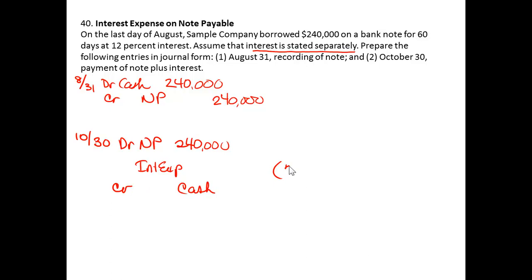So to get the interest expense, it's the principal, $240,000, times the interest rate, which is 12%, times time, and the time between August 31st and October 30th is 60 days, so 60/360ths, and we're just using 360 days in a year to make the math simple. So the amount of interest is $4,800, so the amount of cash we have to pay back is $244,800. So that's where interest is stated separately.